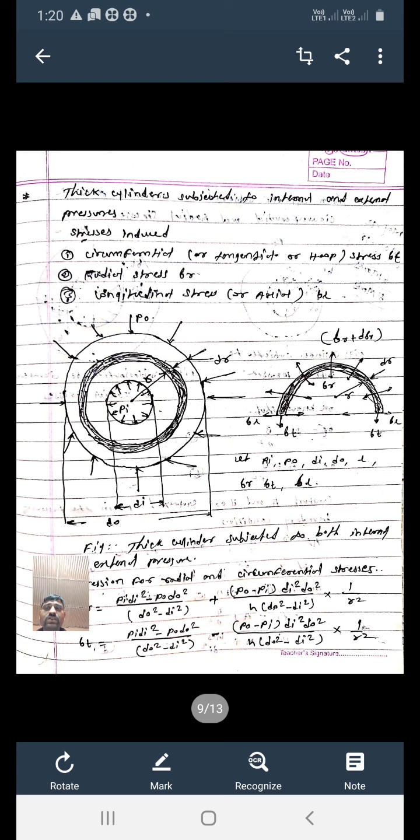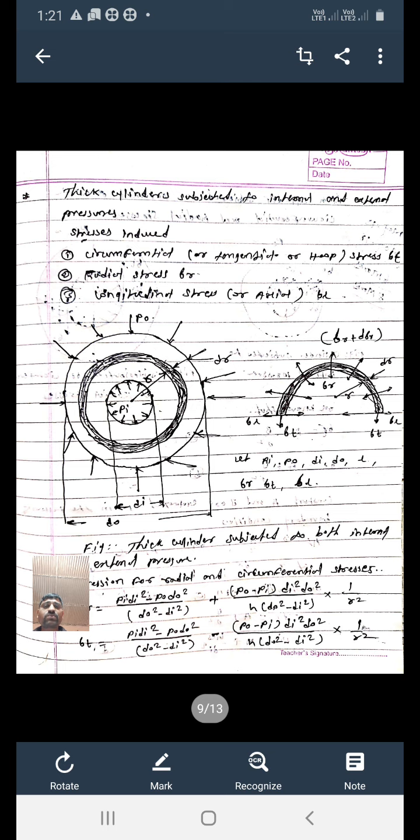Then second is longitudinal strain in the cylinder. We have already studied this in the strength of materials subject. You know how to calculate the longitudinal strain in the cylinder. If you consider the three-dimensional body, for that three-dimensional body we have already found those things in the SOM subject. Then the determination of the sigma r and sigma t values.